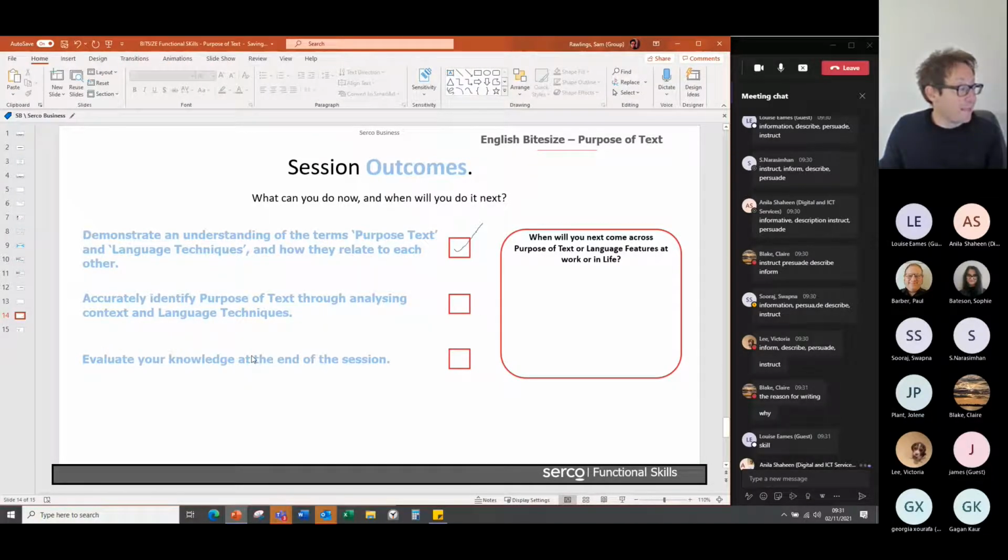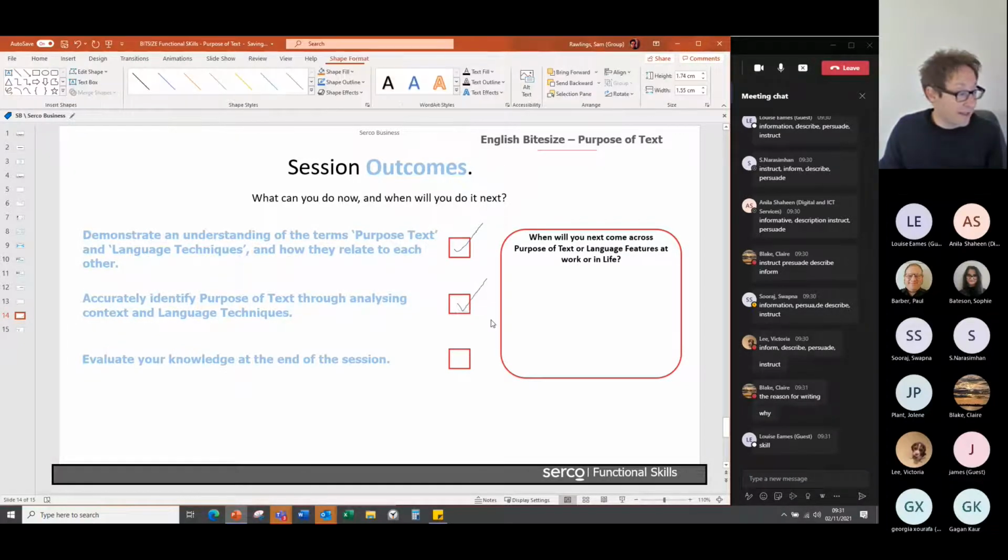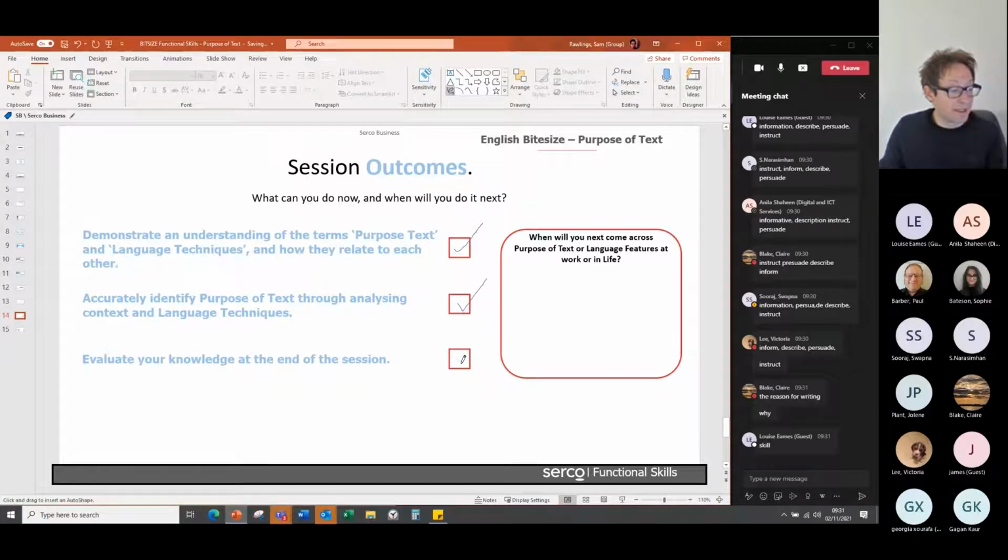Really good. And then we've identified purpose of text, and you've done that through context and through using language techniques. So you've done that, which is really good. And obviously we're evaluating what we've done now as well. Just really quickly, before I let you go, I want you to have a quick think about when will you next come across purpose of text or language features at work or in life. So after you log off from this session, when is the next time you're going to look at a piece of writing that's going to include purpose of text or language techniques?